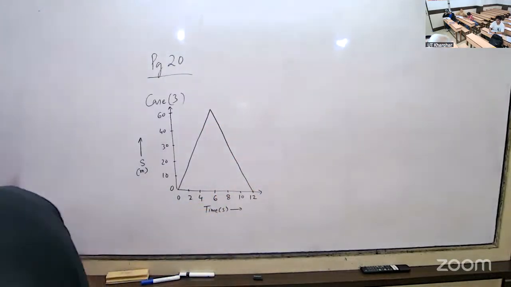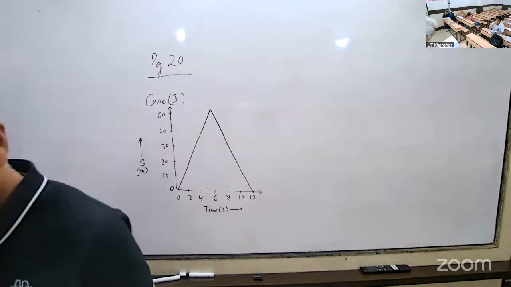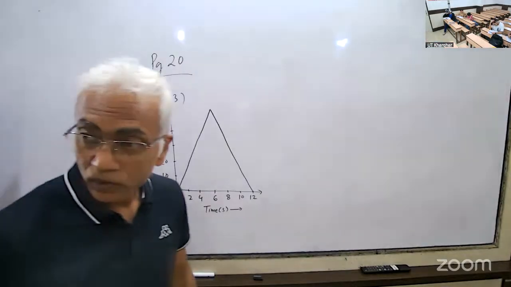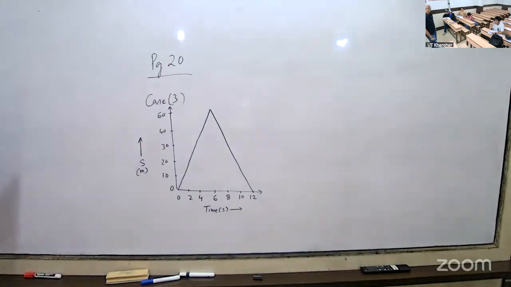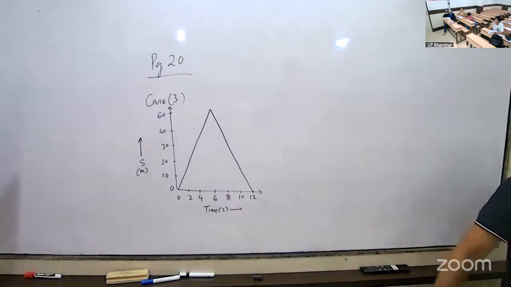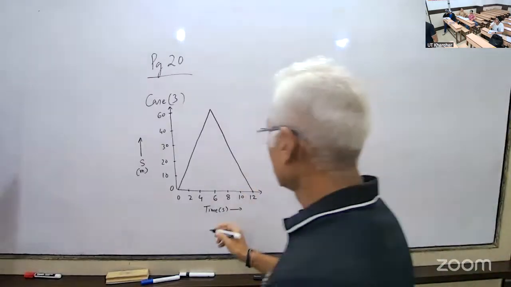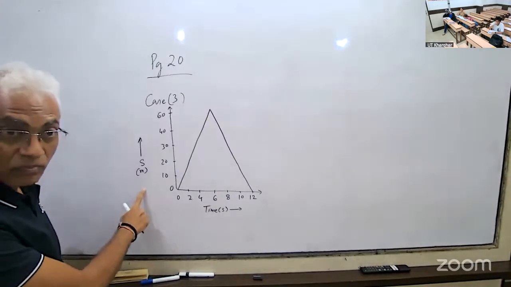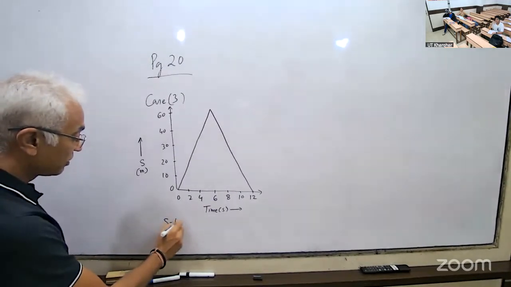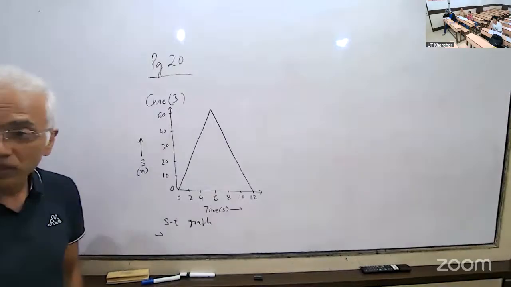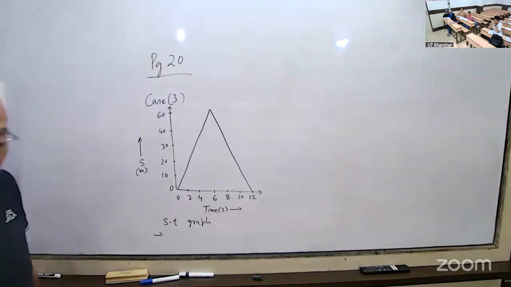Okay. So what information does the graph give you? First of all, it is an ST graph, right? What is displayed on the y-axis? Displacement. So this graph is an ST graph. What information do you get from the graph? One is the nature of motion.